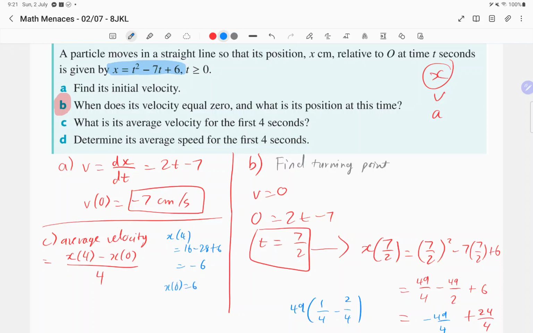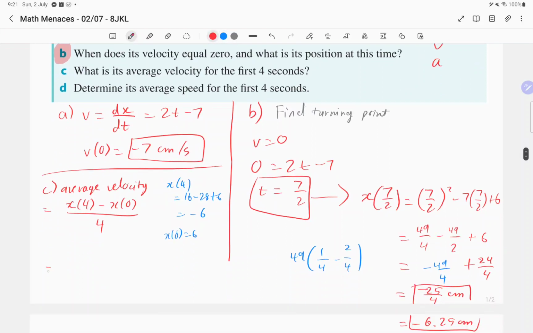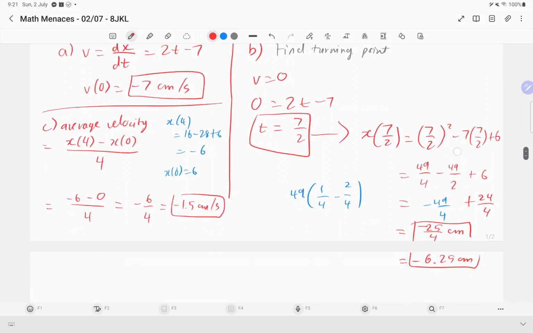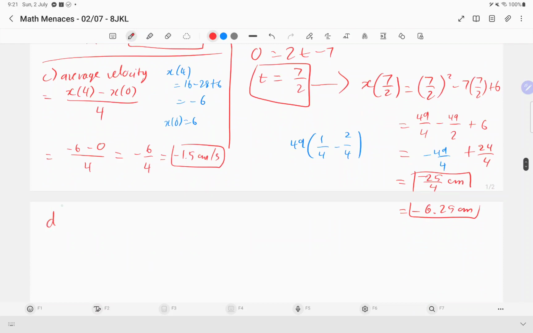Alright, is everyone following? Yes. Which means when I sub it in to find average velocity, x of 4, which is negative 6, minus 6 over 4. So the average velocity is about negative 12 over 4, which is negative 3 centimeters per second. So I'll give you an interpretation of what that means later, but we'll finish question D first.